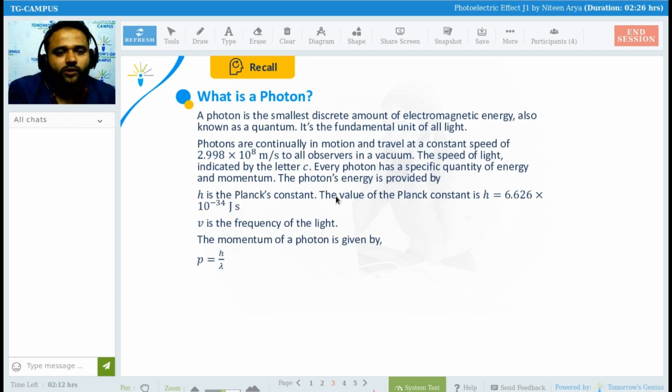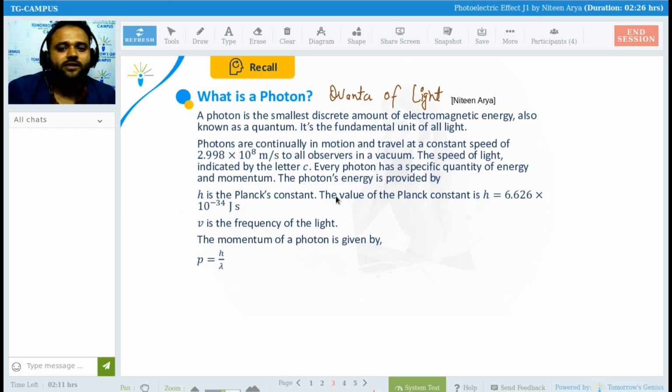So what is a photon? Photon is basically a light particle. It is a light particle, or you can say quanta of light. You can hear this term also. Quanta of light.